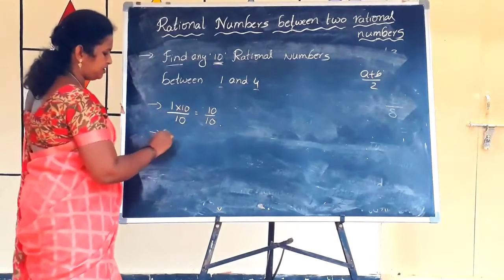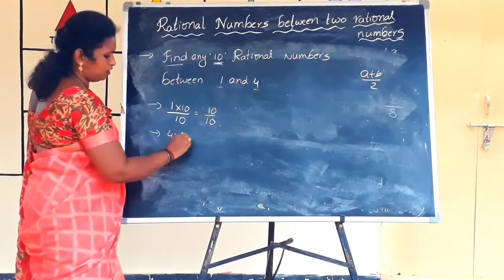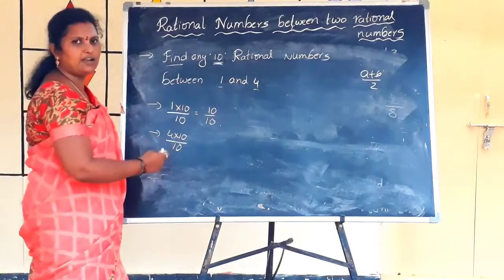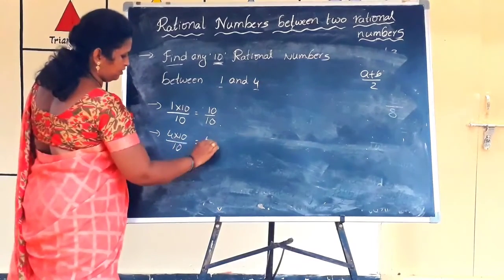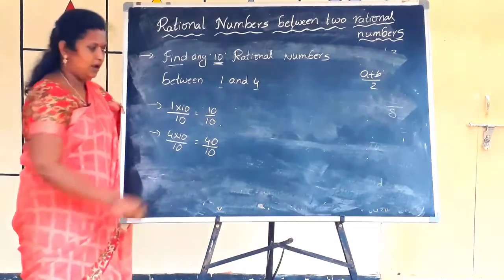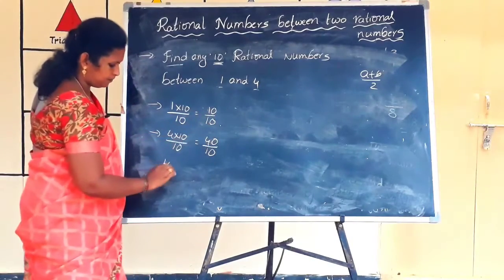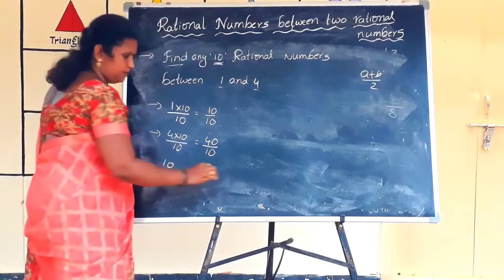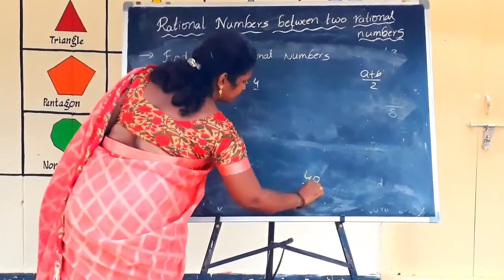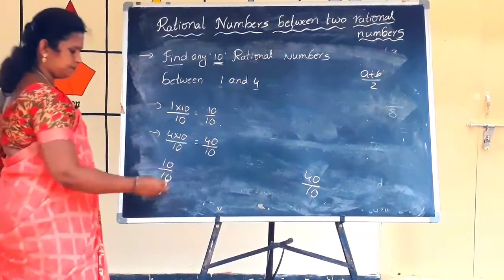Okay, I am taking the other number. I am also multiplying both the numerator and denominator by the same number. Here I am multiplying and dividing with 10. This is 40 by 10, and this is 10 by 10, and this is 40 by 10. Now can I insert 10 rational numbers between these two?